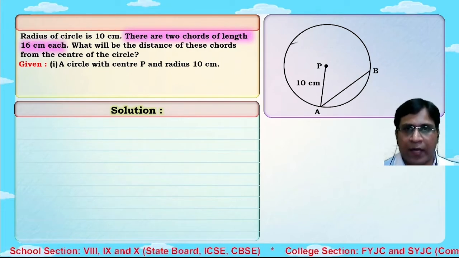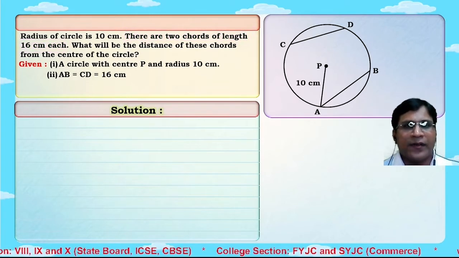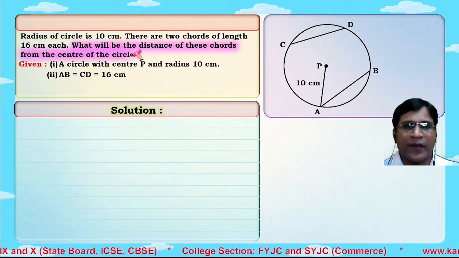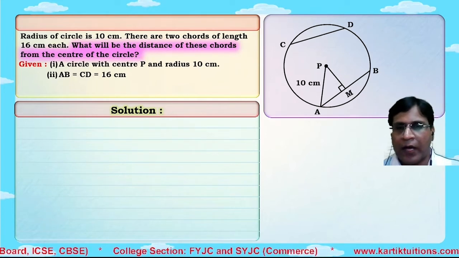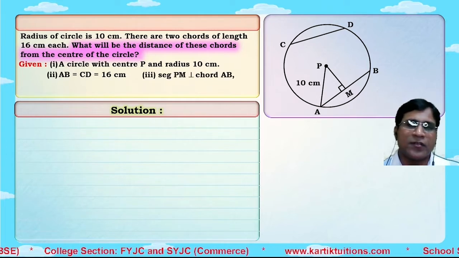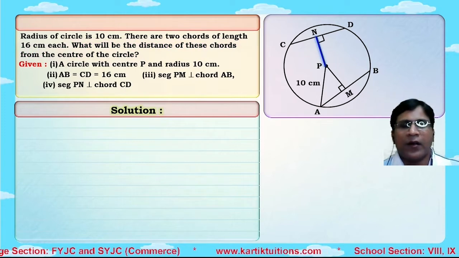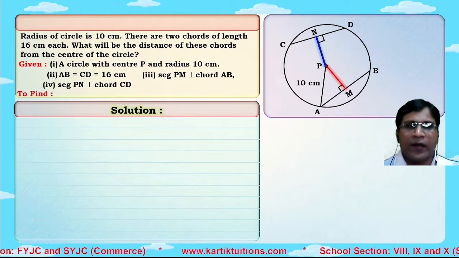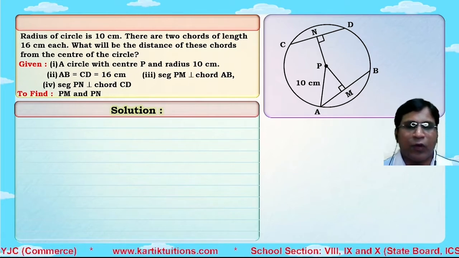So let's take chord AB of 16 and CD of 16. And what will be the distance of this chord? They have asked us to find the distance. Now to find the distance, of course, we need a perpendicular. So I have taken PM perpendicular to AB because that will be the distance of chord AB from the center P. In other words, we have to find PM and PN. So let's start with the sum without wasting your time.